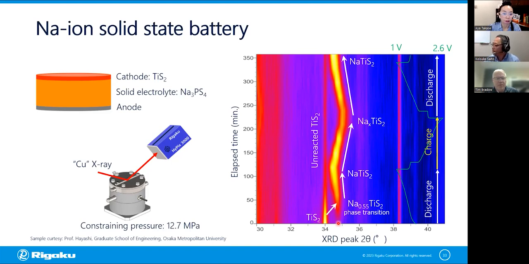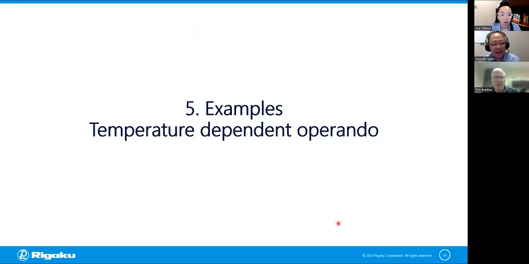All right, thank you. So let's move on. I have one more example before you go. In this section, I'm going to discuss temperature-dependent operando.